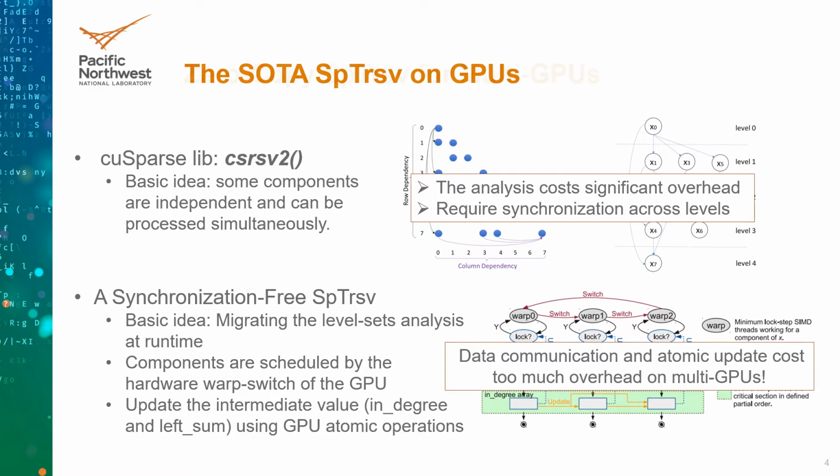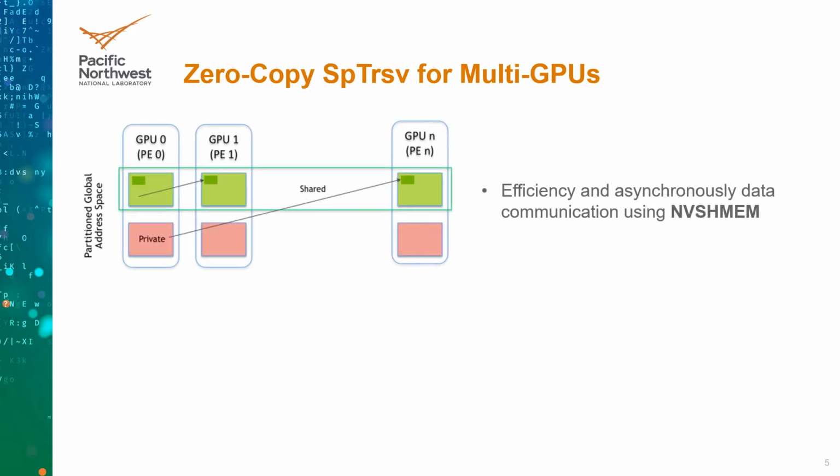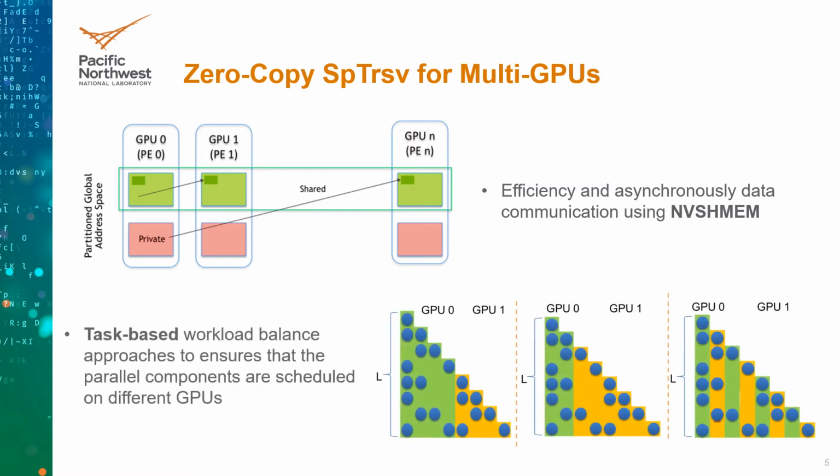In our work, we propose zero-copy SpTRSV for multiple GPU platforms. We leverage the new NVSHMEM technologies to design an efficient and scalable algorithm for SpTRSV kernel execution on single node multiple GPU systems. We achieve efficient and asynchronous data communication using NVSHMEM. And to achieve better workload balance, we propose a task-based workload balance approach to ensure that the parallel components can be scheduled on different GPUs.